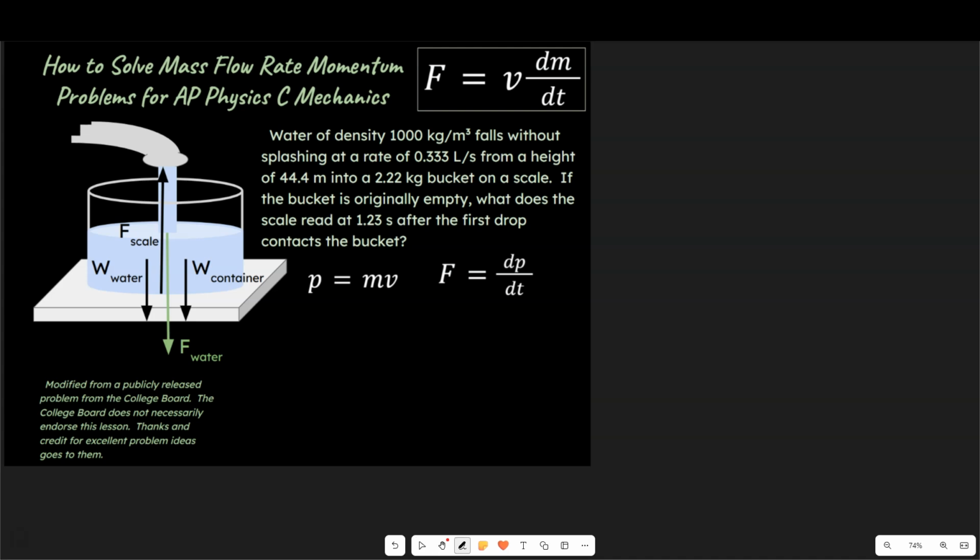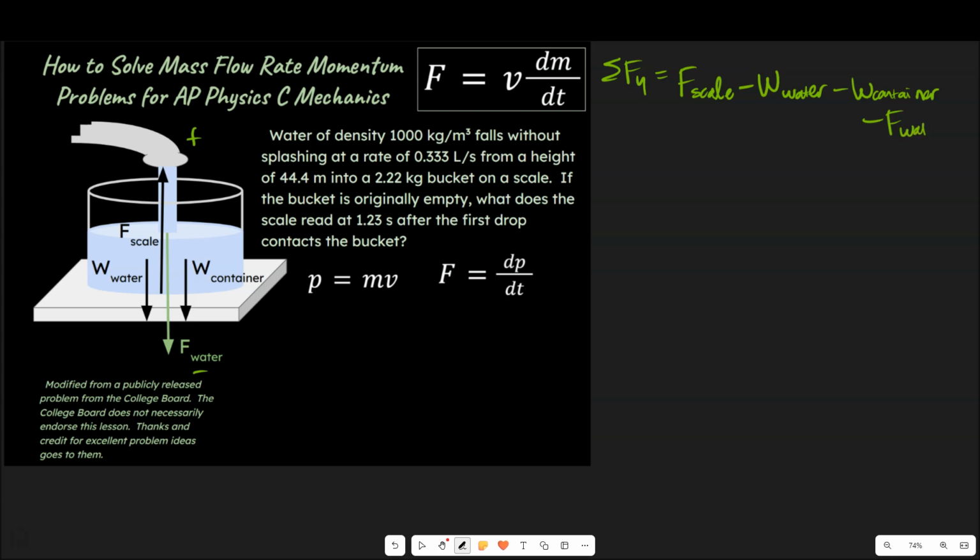And so we can immediately start to think about what forces are involved here. So let's just set up what I would call the sum of the forces strategy. We would say the sum of the forces in the y-axis, and we just add things up. Let's assume up is positive and down is negative. So we could say we have the force of the scale minus the weight of the water minus the weight of the container minus the force of the water. The force that the water coming down and hitting the other water is actually applying on the scale itself. So the scale has to overcome all of that, right?